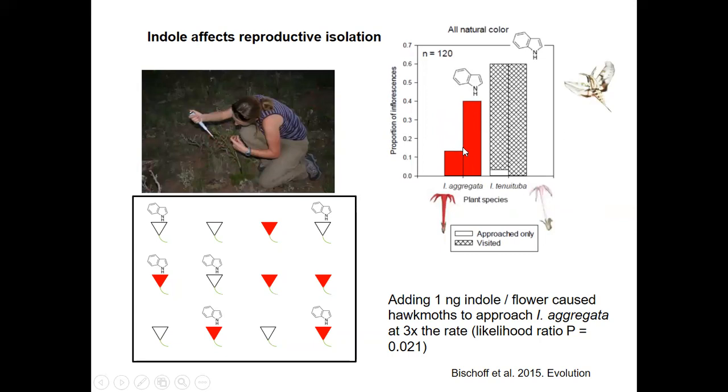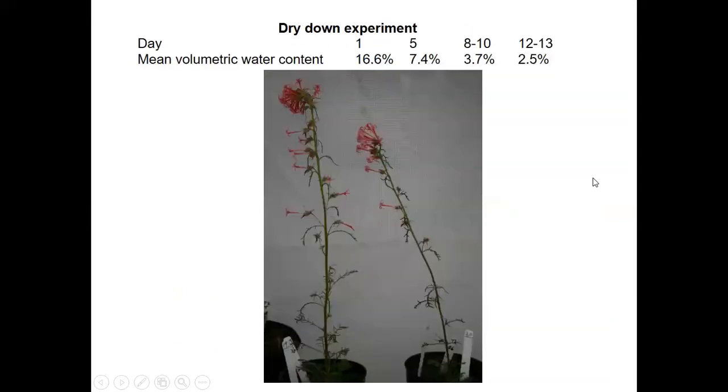The absence of indole means that the hawk moths, at least when they're foraging at nighttime, don't visit this species.